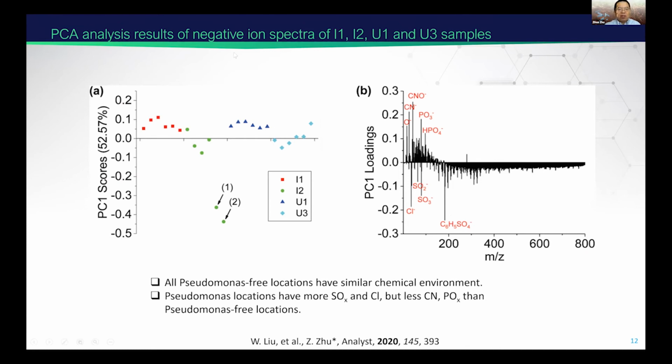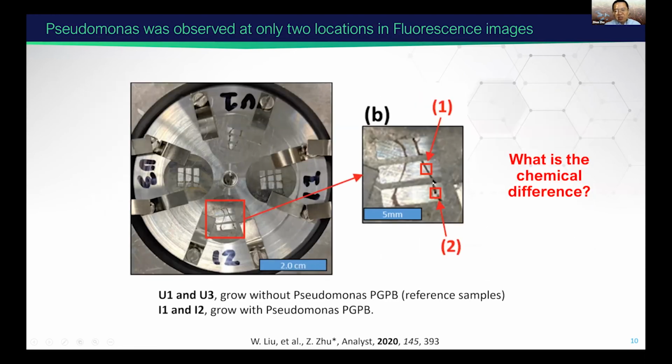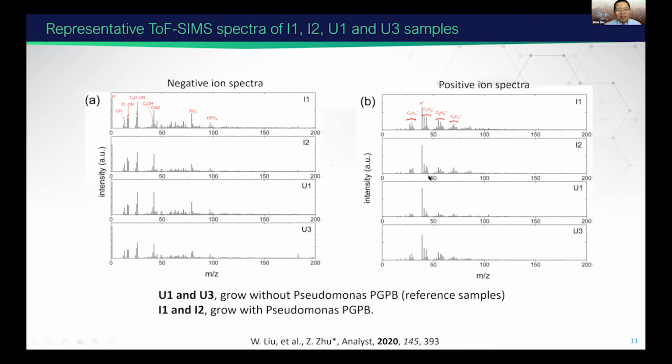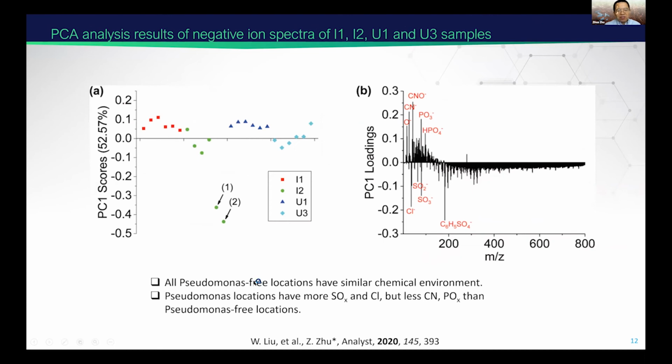So here's one example of the negative ion spectrum. Here we have the PC1 scores. They're very interesting. Most of the samples have PC1 scores between 0.1 and minus 0.1. However, only 2 spots are far away from the major group. As we checked, these 2 spots correspond to the Pseudomonas enriched area. So that is to say all Pseudomonas-free locations have a similar chemical environment.